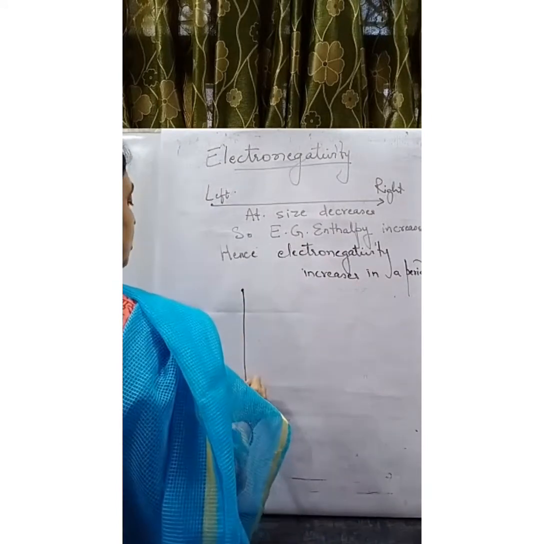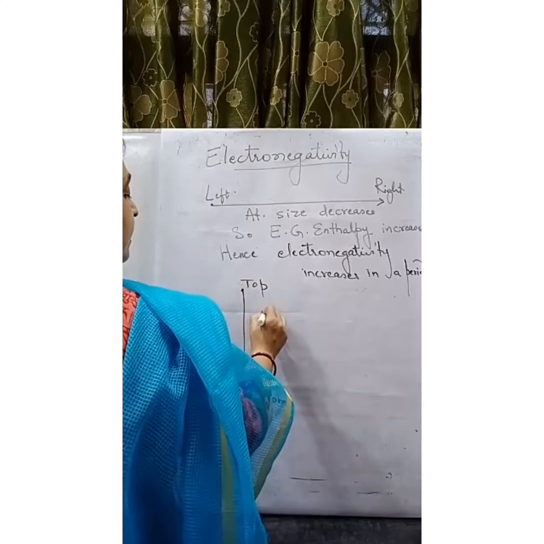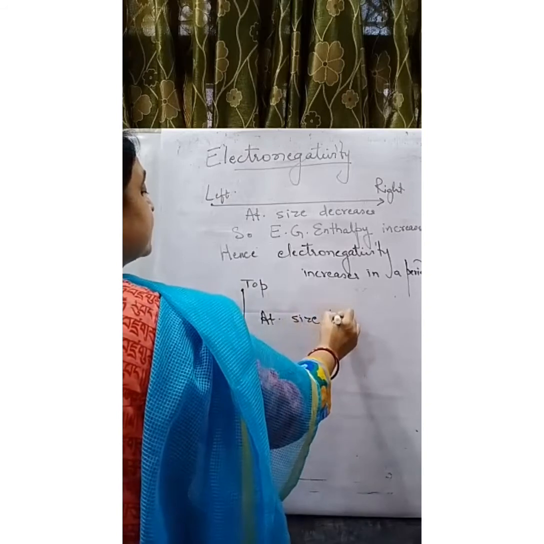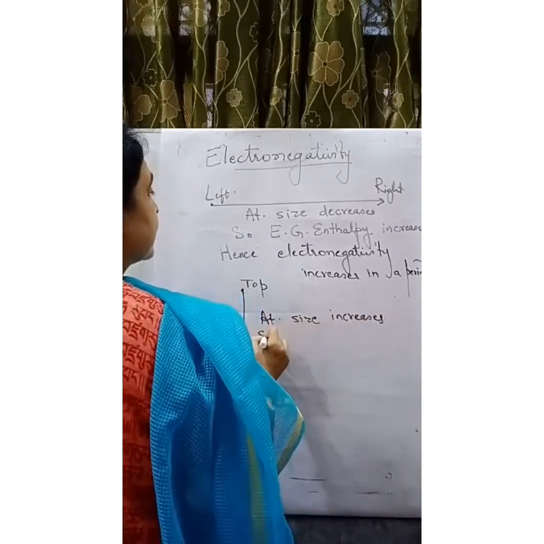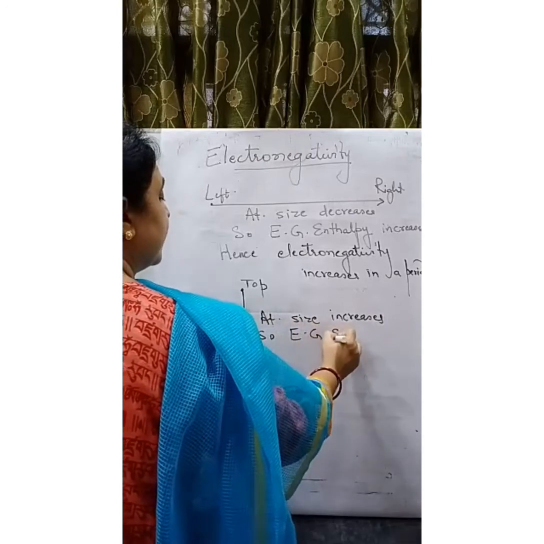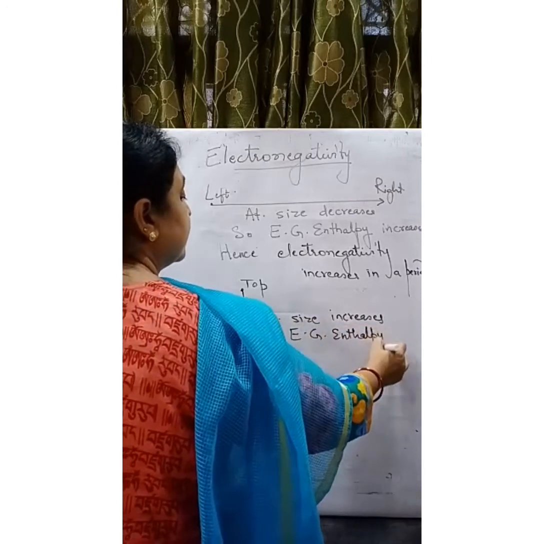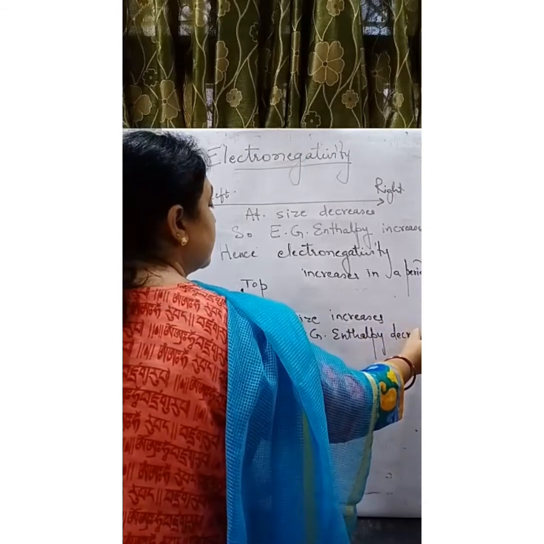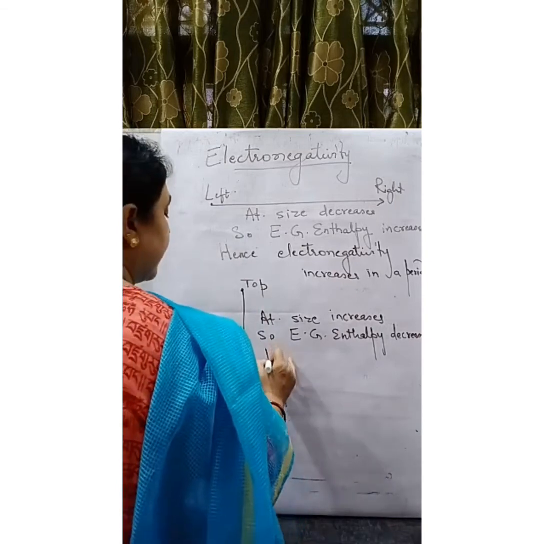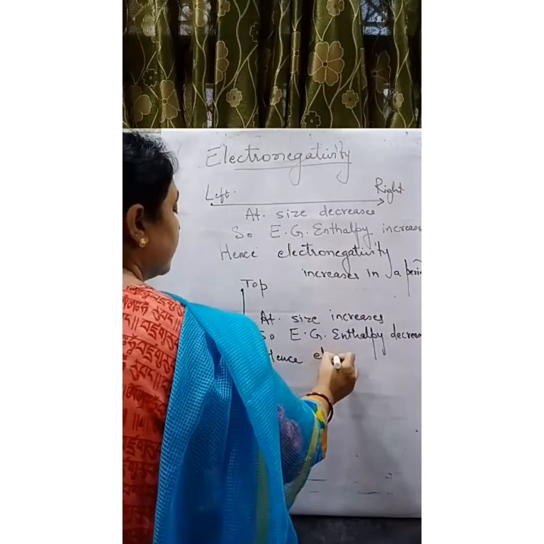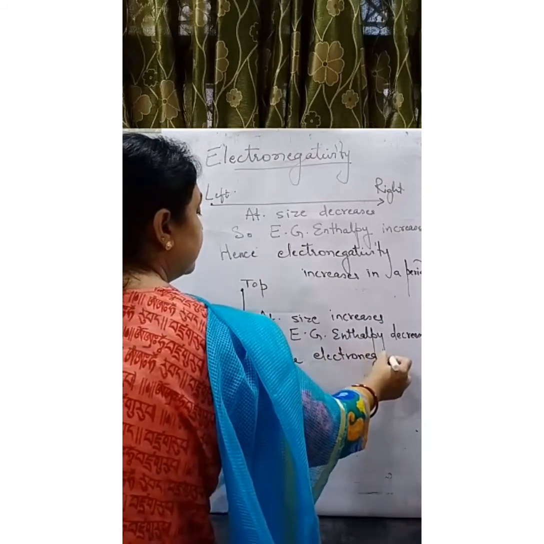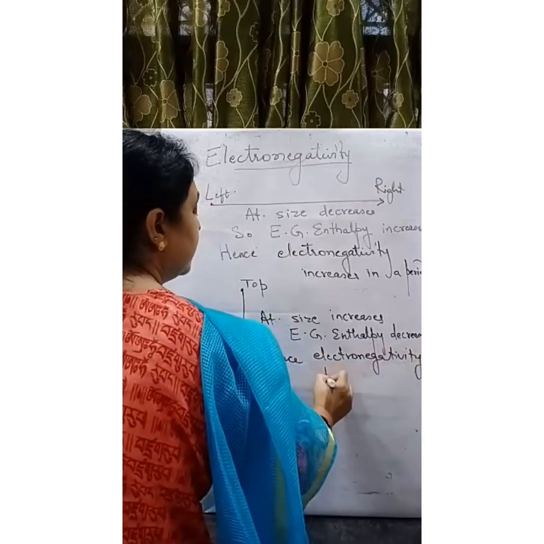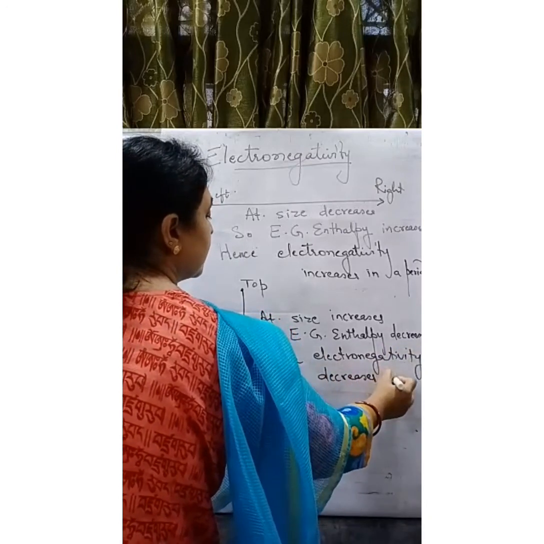When you move from top to bottom in a group, atomic size increases. So we can say electron gain enthalpy decreases because size is bigger. The nucleus is not able to attract its own electrons. So in such a situation, it will not be able to pull the electron cloud towards itself. Hence, electronegativity decreases in a group.